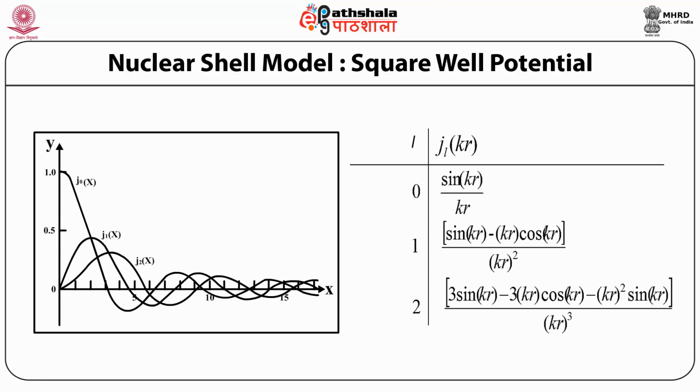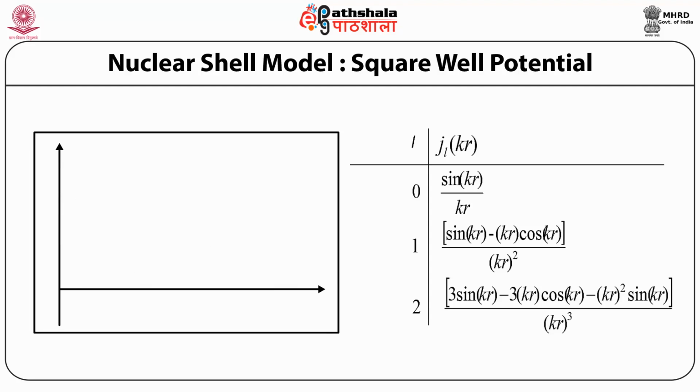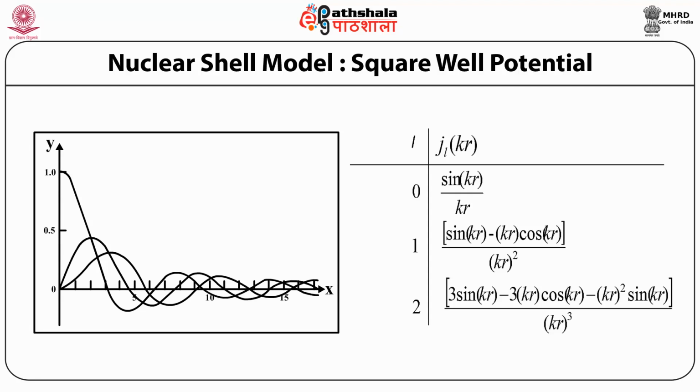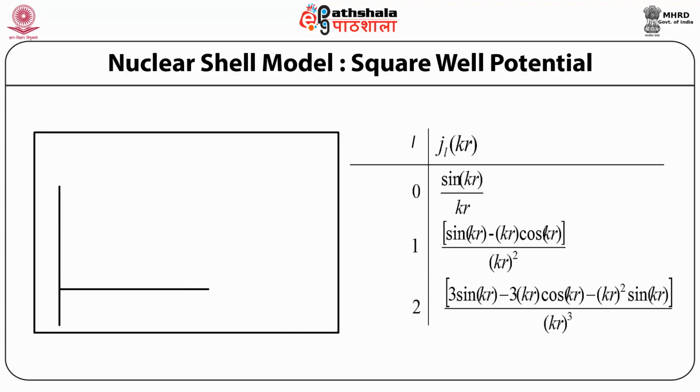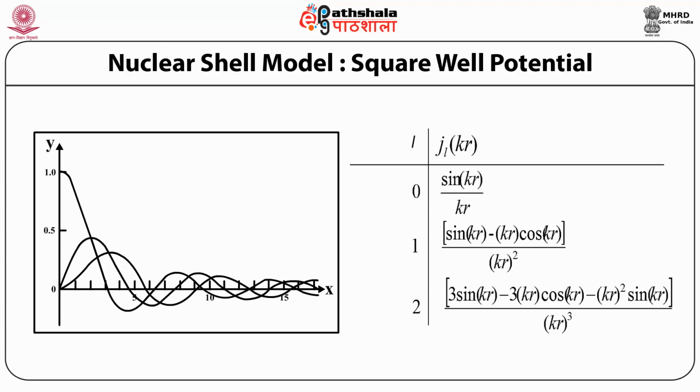On the right hand side we have given the value of J_L(kr) for different L values. For example, for L = 0, J_L(kr) is given by sin kr over kr. For L = 1, the value is (sin kr − kr cos kr) over (kr)². For L = 2, the value is (3 sin kr − 3 kr cos kr − (kr)² sin kr) over (kr)³. So these are the values of J_L(kr) for various values of L.